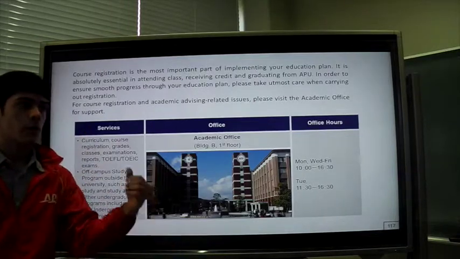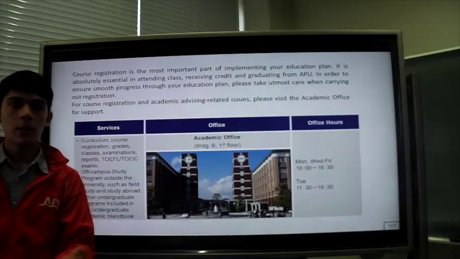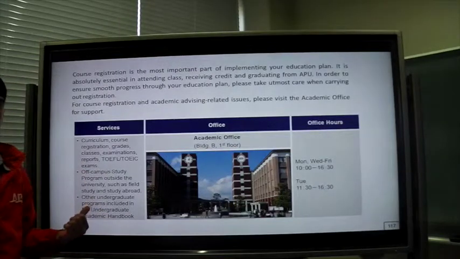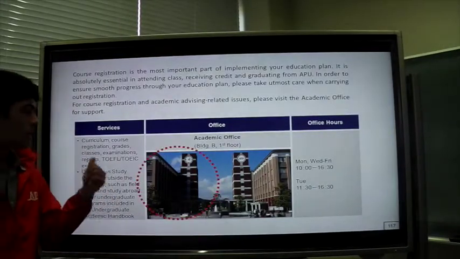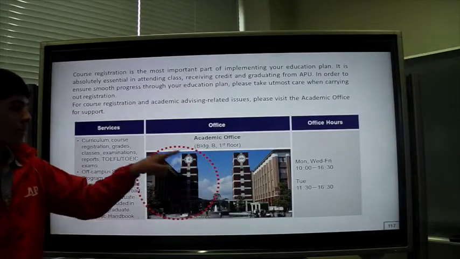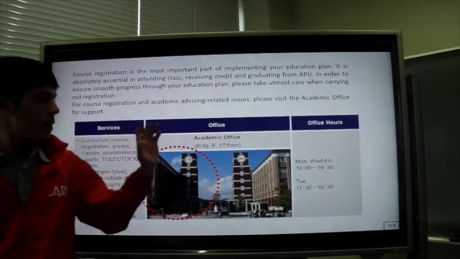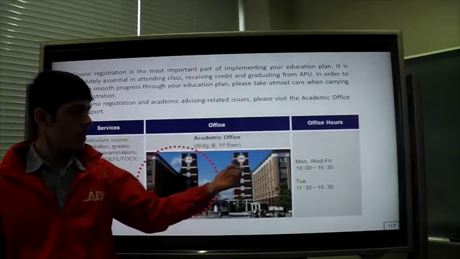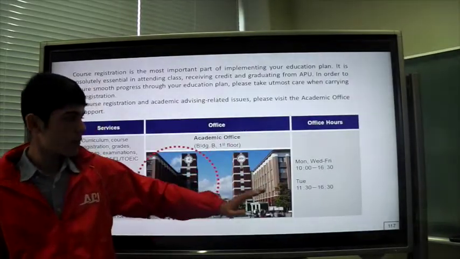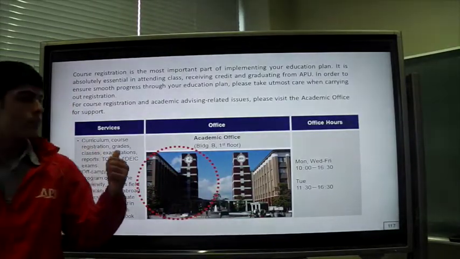So after that period, once we start our classes, and if you have any issues about your academic matters, your graduation, your courses and grades, please visit the academic office. The academic office is, as you can see here, situated on the first floor of B building. The B building is, as you know, the building with the clock. The academic office is open from Monday to Friday from 10 to 4:30 p.m. However, on Tuesday only, it is open from 11:30 to 4:30. Yes. So that's all. Thank you.